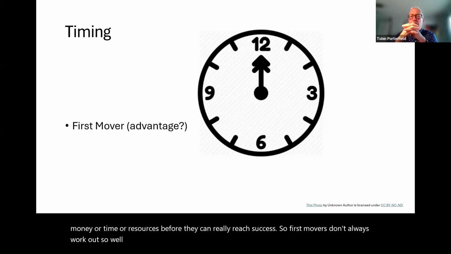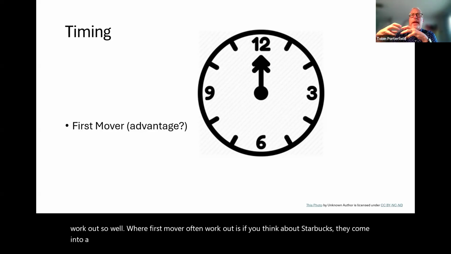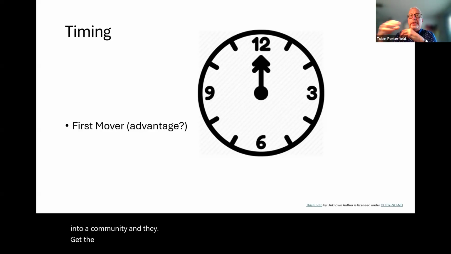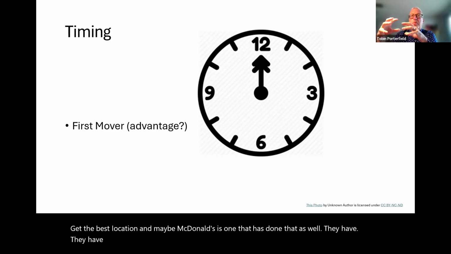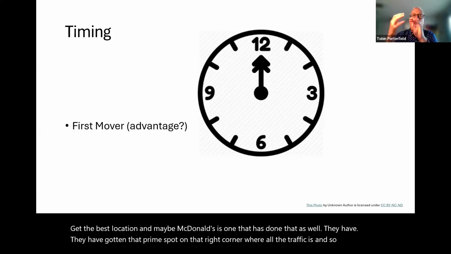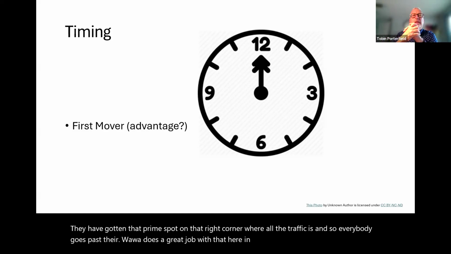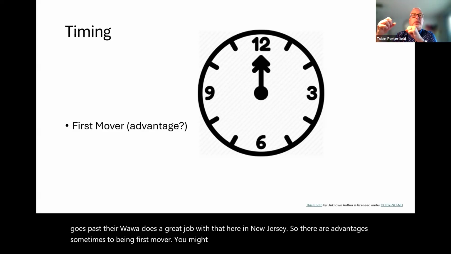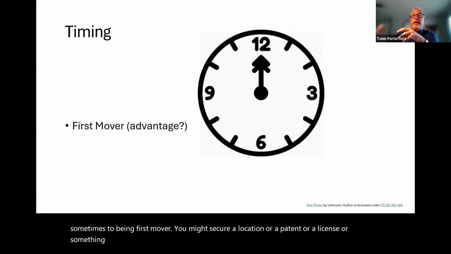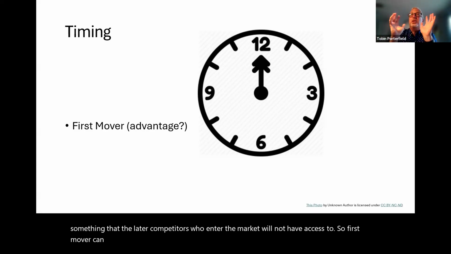Where first movers often work out is if you think about Starbucks, they come into a community and they get the best location. And maybe McDonald's is one that has done that as well. They have gotten that prime spot on that right corner where all the traffic is. And so everybody goes past there. Wawa does a great job with that here in New Jersey. So there are advantages sometimes to being first mover. You might secure a location or a patent or a license or something that the later competitors who enter the market will not have access to. So first mover can be important, but you really got to stop and think.